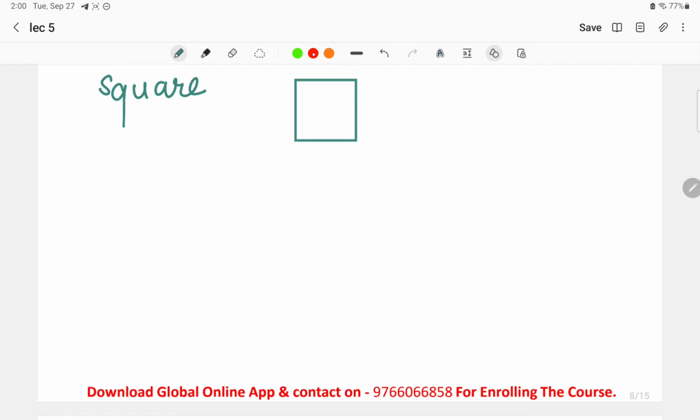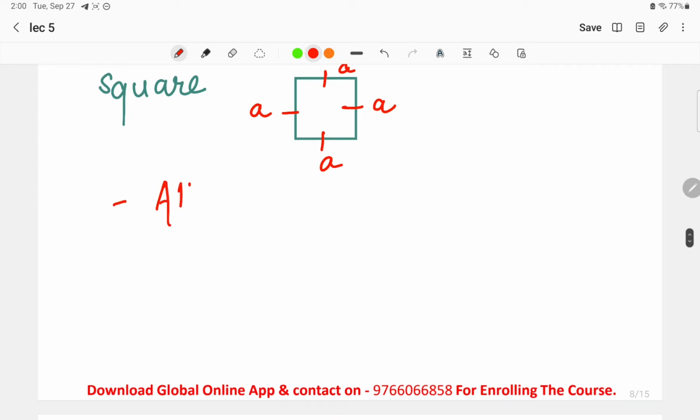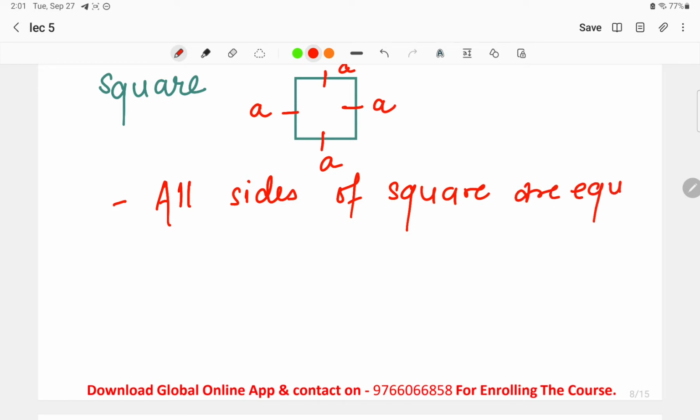Okay, now in square, the thing that we have to keep in mind is that there are 4 sides of this square and all the sides are equal. That is why I have taken all the sides as A. So the first point regarding the square that we have to keep in mind is all the sides of square are equal. Okay, now the formulas that we have to keep memorizing are regarding the area and perimeter. If you are going for the 2D structures, we have to keep 2 formulas in mind regarding any structure they ask us. We have to keep in mind the area and the perimeter.